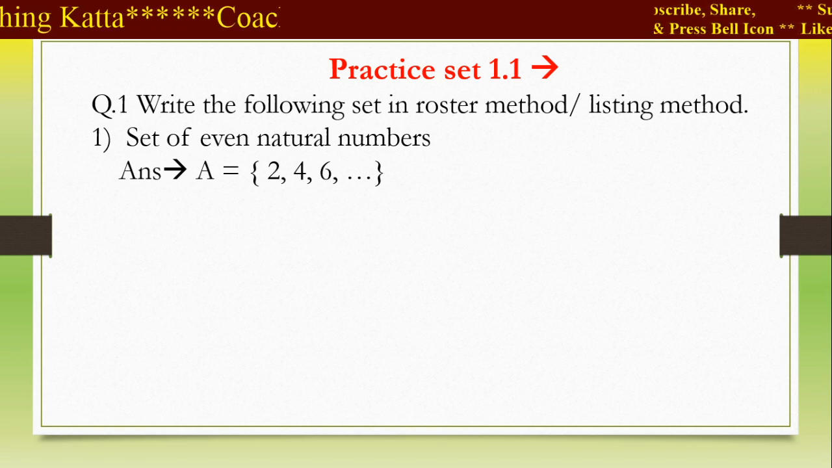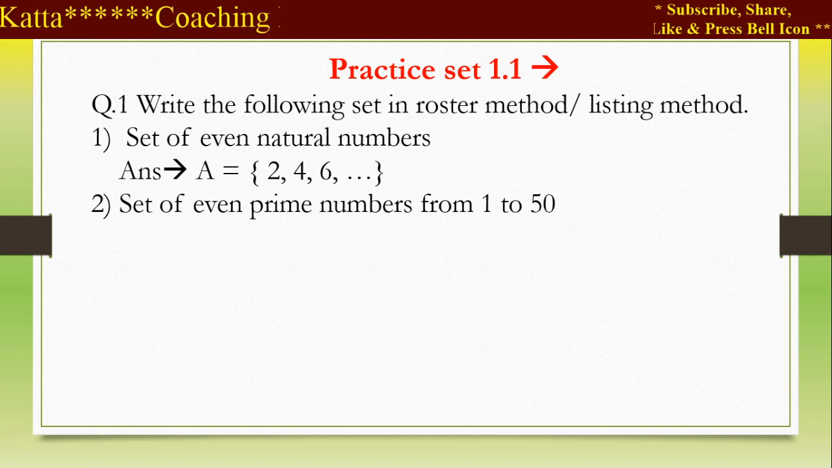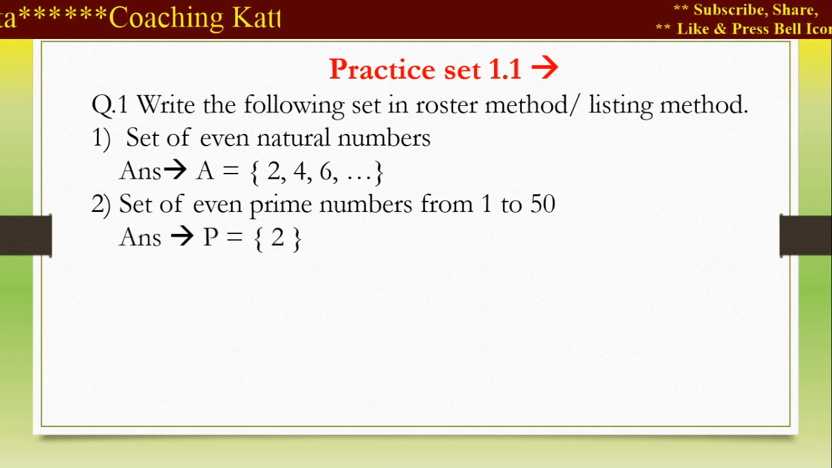This is the answer. Second one, set of even prime numbers from 1 to 50. There is only one even prime number. Which is it? It is 2. So the answer is P equal to, in curly bracket, write 2.